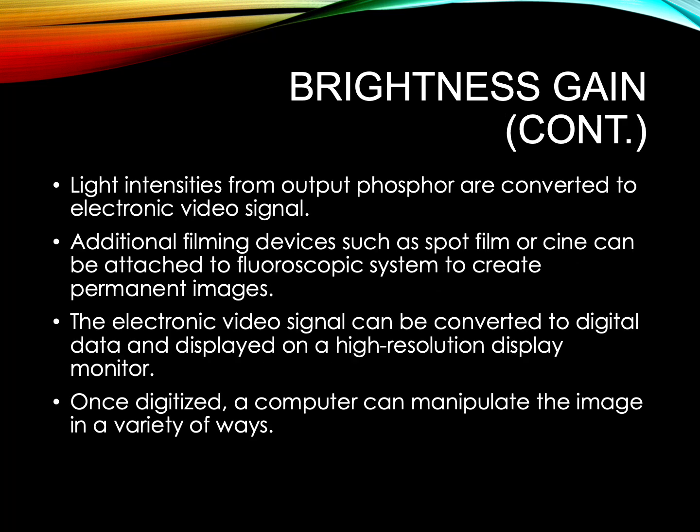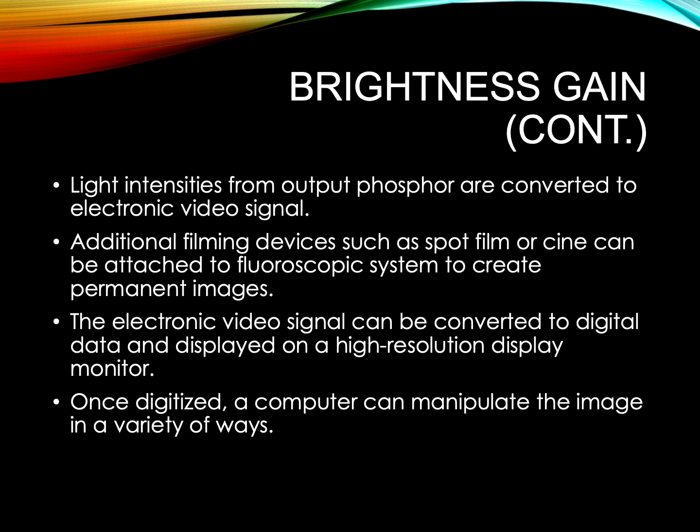The image light intensities from the output phosphor are converted to an electronic video signal and then sent to a display monitor for viewing. Additional filming devices such as a spot film or cine, which is a movie film, can be attached to the fluoro system to create permanent radiographic images of specific areas of interest.